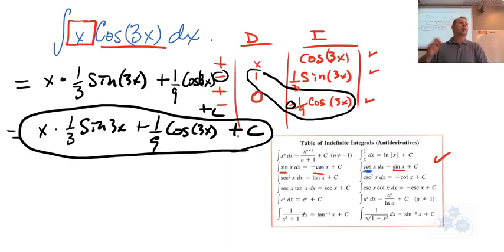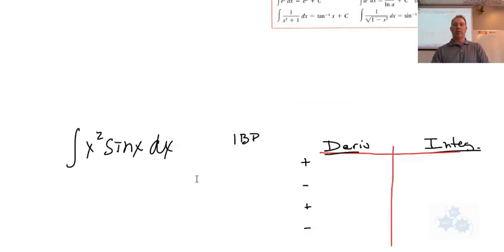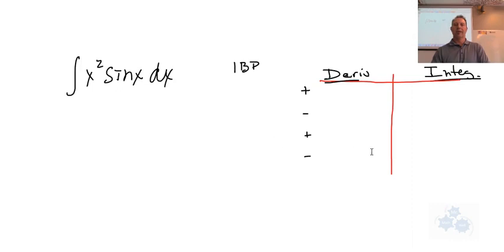So any questions about that? No. Okay, so why don't you guys try one on your own here. So I've kind of got this set up here for you. So just ignore that. It's the integration by parts here. Okay, so you guys try this one. Okay? Try this one. Go.